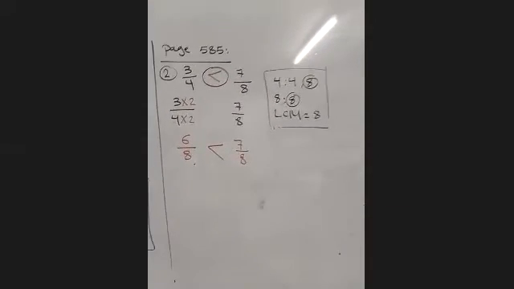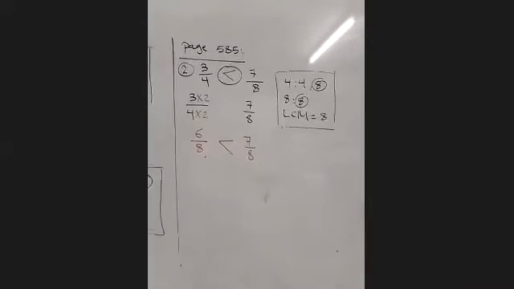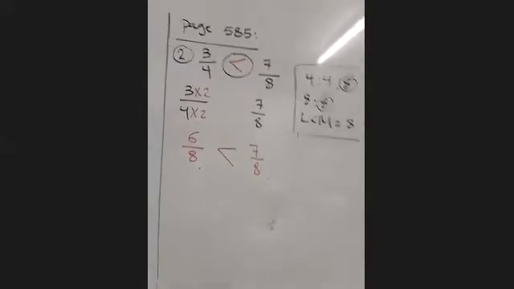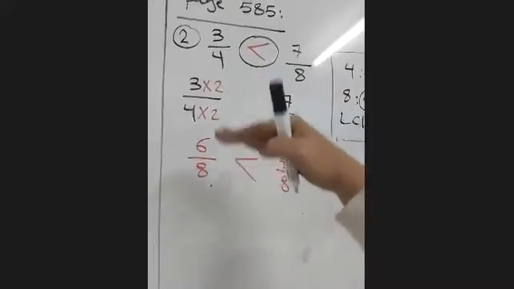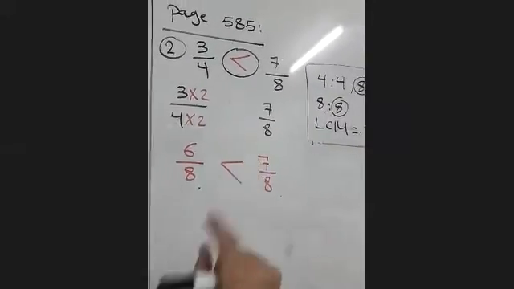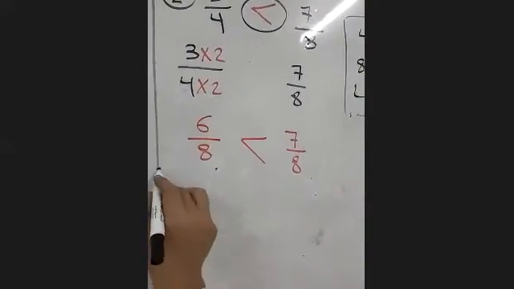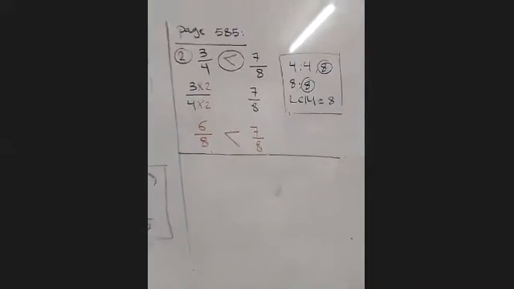Good boy, thank you. This is question 2, guys, page 585. Beside the question, make the least common multiple. Under the question, do the steps. Okay, guys? This is question 2. Do it.